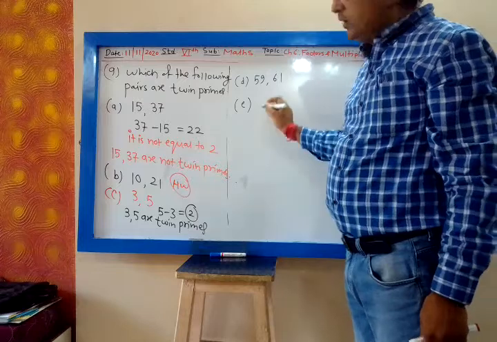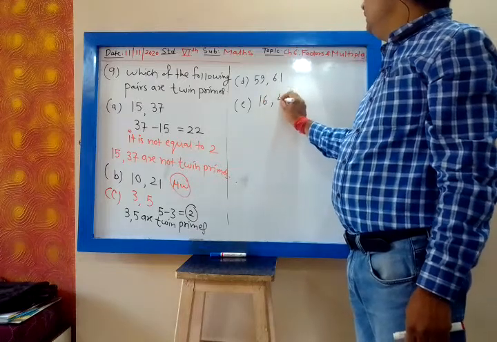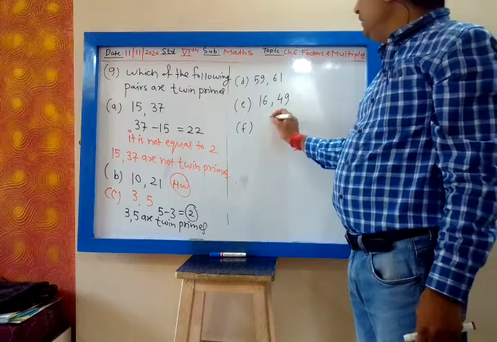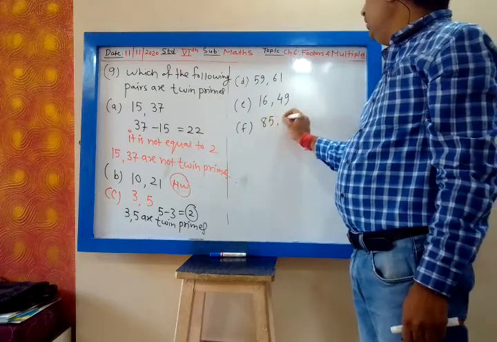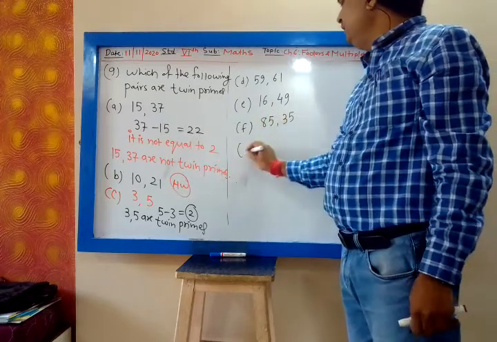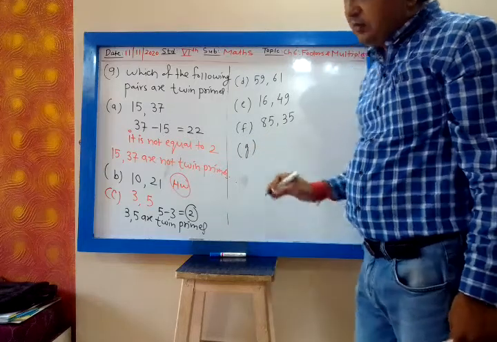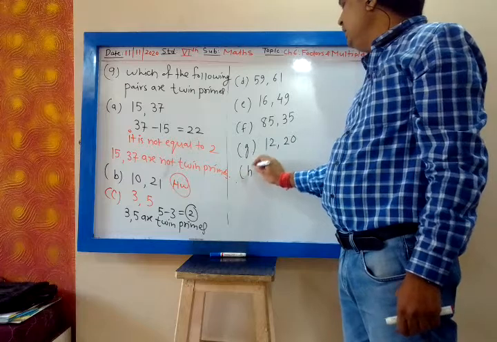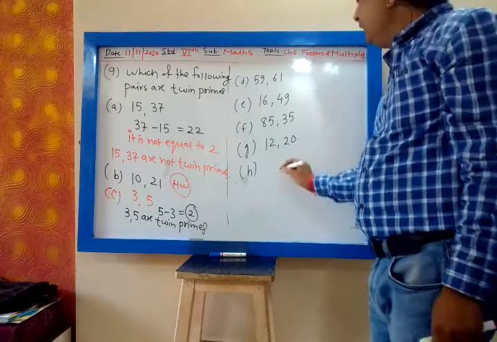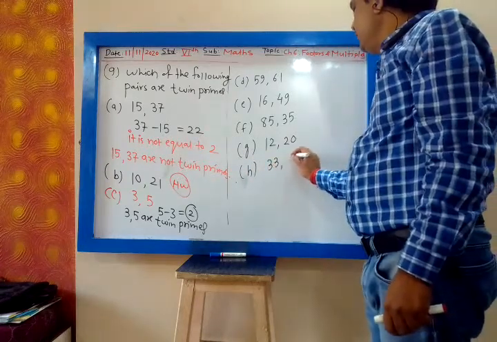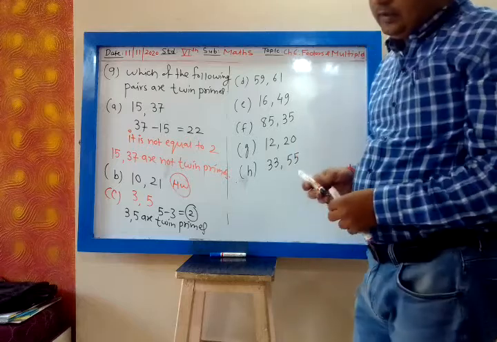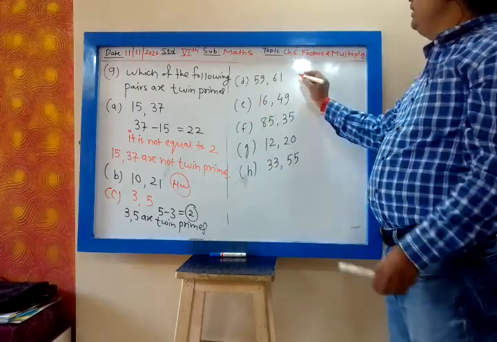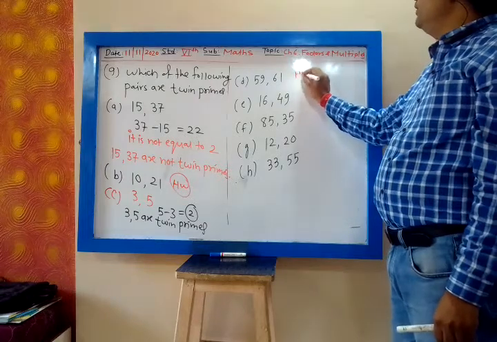E, 16 and 49. Then F, 85 and 35. All are homework. Then G, 12 and 20. Their difference should be 2, then only they are twin primes. H, 33 and 55. The difference should come 2. If the difference is not 2, then they are not twin primes. So homework.